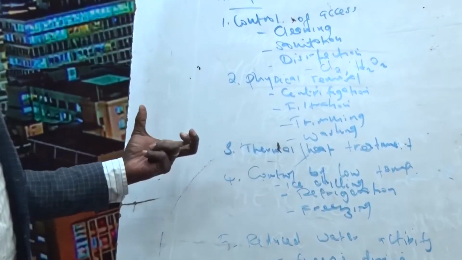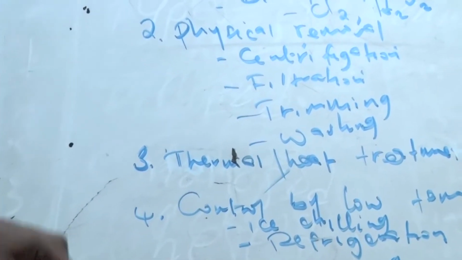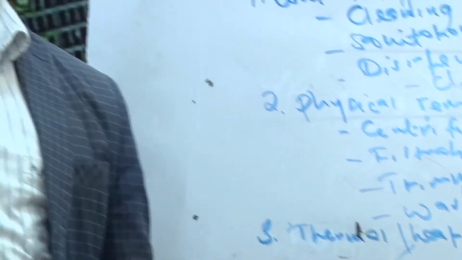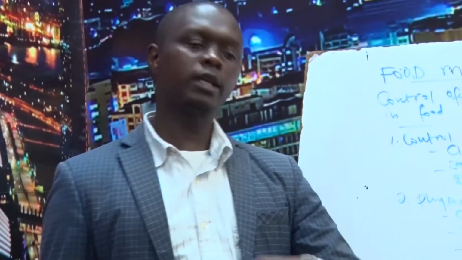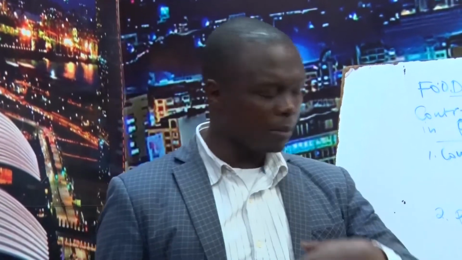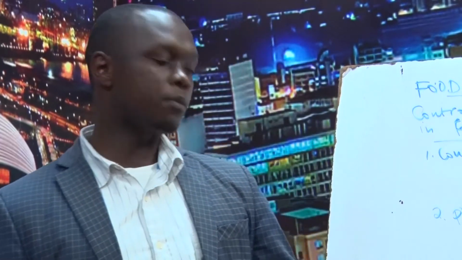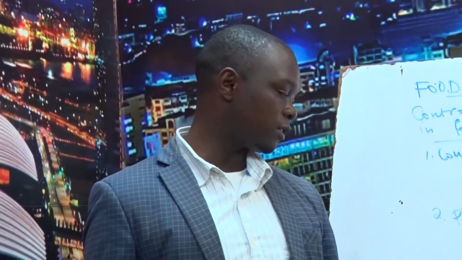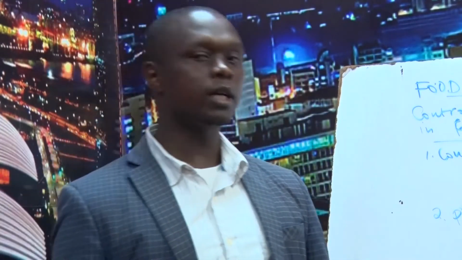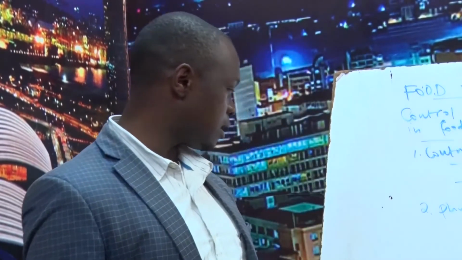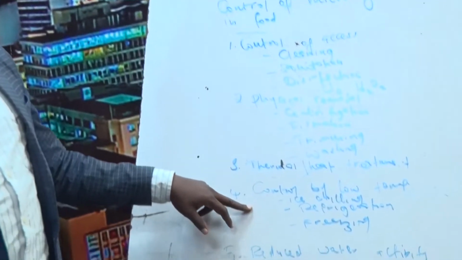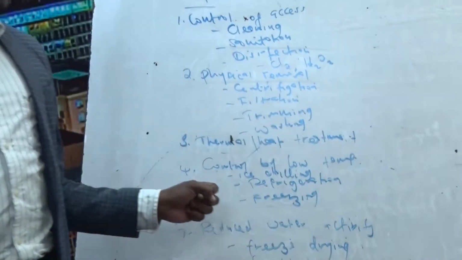Having mentioned the control of access as well as physical removal, we also have what is called thermal or heat treatment. That is subjecting the food to some amount of heat. When you cook the food, you kill the microorganisms. Some temperatures are able to kill the protein cover of the microorganism, for example the bacteria. When you introduce heat, like boiling or stewing, you are able to kill the microorganisms in the food.